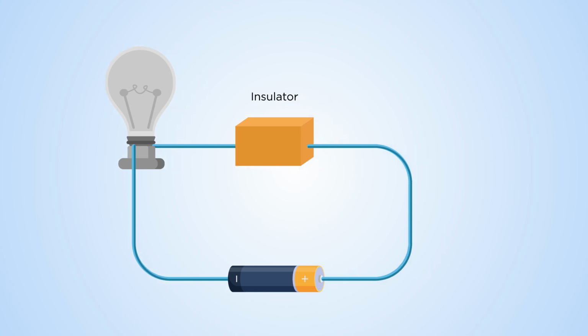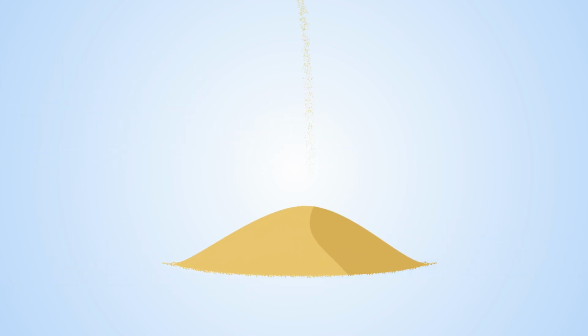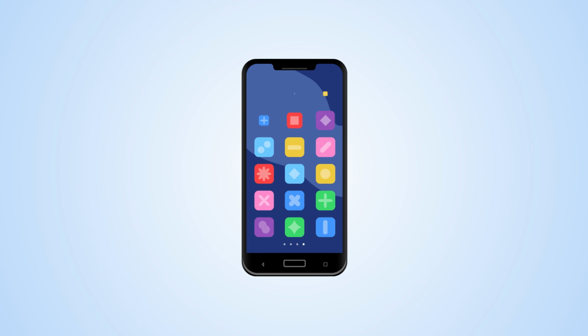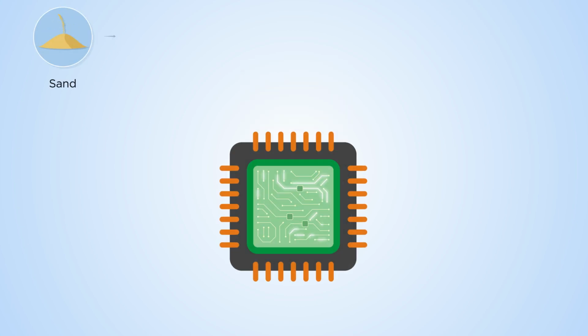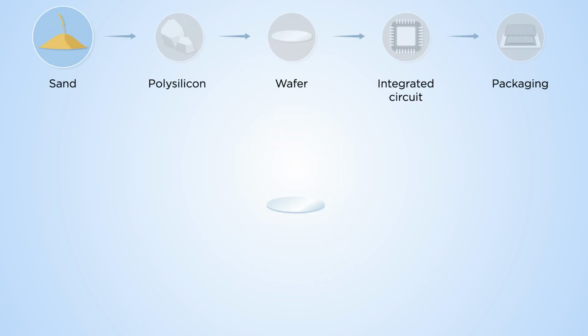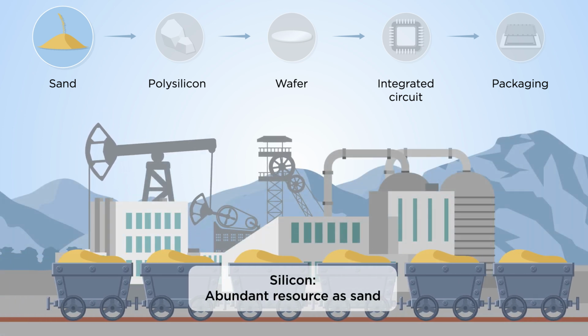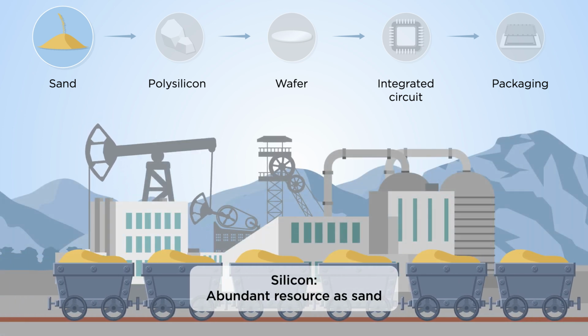In this video, we'll show the key manufacturing stages of the integrated circuits that run virtually everything in the modern world. The starting material of an integrated circuit is a pure silicon wafer. The raw material is abundant on Earth in the form of sand, or silica.